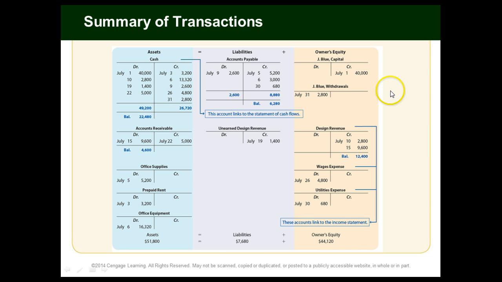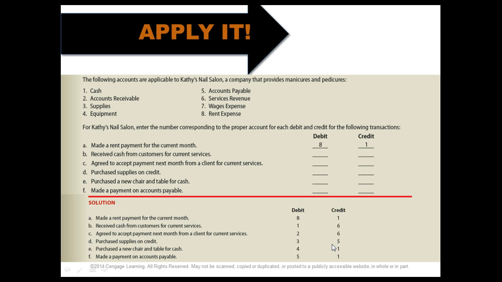Now if we go over and look at our owner's capital account, do you see how we have a credit of $40,000 in Blue capital? We have a debit of $2,800 in withdrawals. Then we take our $12,000 credit in revenues, and then our 2 expenses, and we have a net owner's equity balance of $44,120. Does our $51,800 equal the $7,680 plus $44,120? Yes.